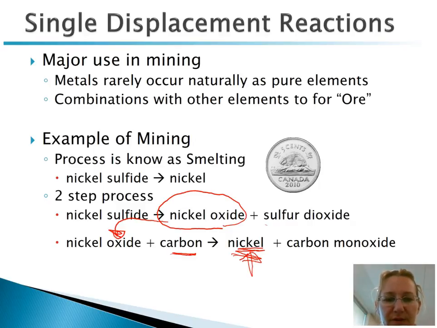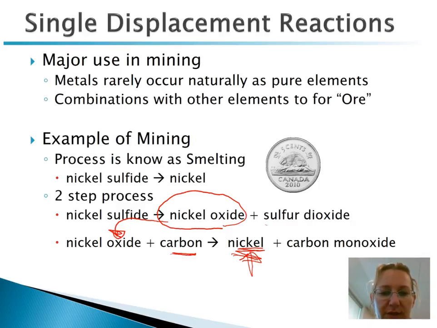So one thing to note from mining is that it does produce a lot of noxious gases. We have sulfur dioxide, we have carbon monoxide, and both of these gases, we'll see when we get to our unit on climate change, have an effect on climate change. So that is an example of a single displacement reaction.